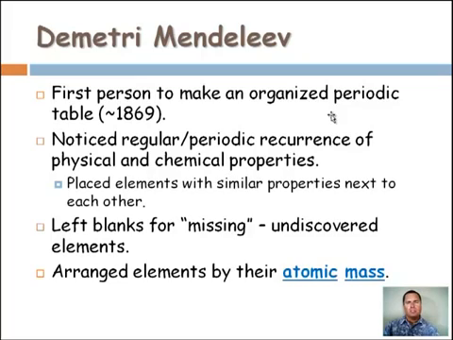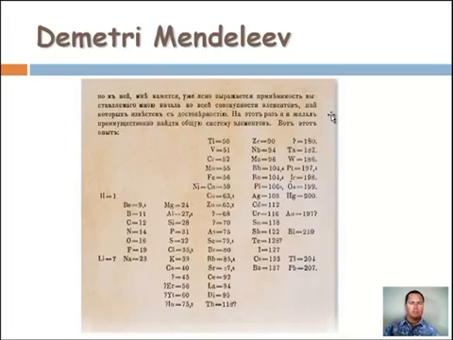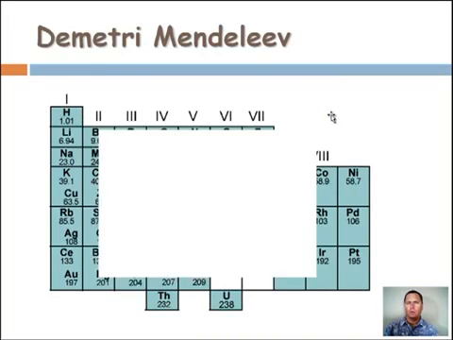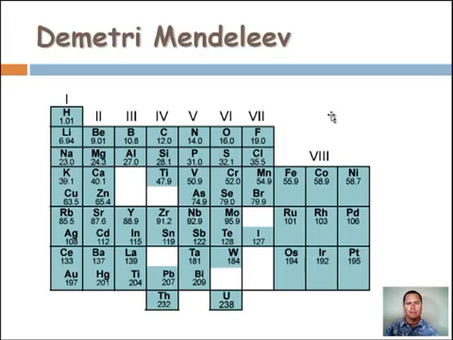Mendeleev arranged his periodic table by atomic mass. Remember, atomic mass is the weighted average of all the isotopes of an element. They are arranged from lowest atomic mass to increasing atomic mass. This is what Mendeleev's original periodic table looked like. If we put it in a form that we're more familiar with today, it looks something like this.